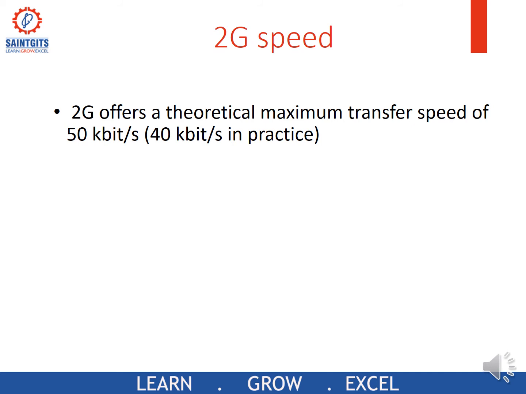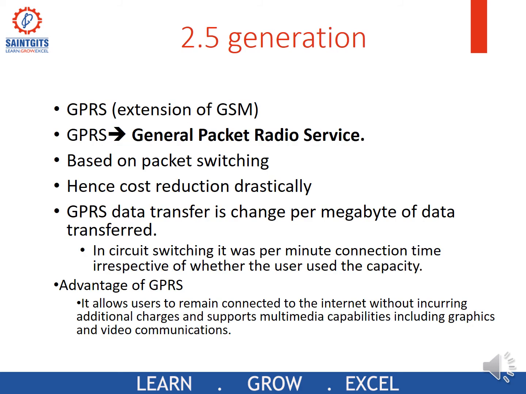2G offers a theoretical maximum transfer speed of 50 kbps. In practice, the availability is 40 kbps, which is comparatively good at the time. General Packet Radio Service or GPRS is an extension of GSM and is popularly known as 2.5 generation technology. As denoted by the name, it is based on packet switching compared to circuit switching used in 2G networks. This was a significant improvement over 2G and helped to reduce call cost drastically.